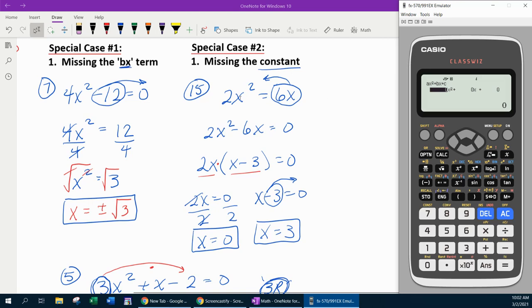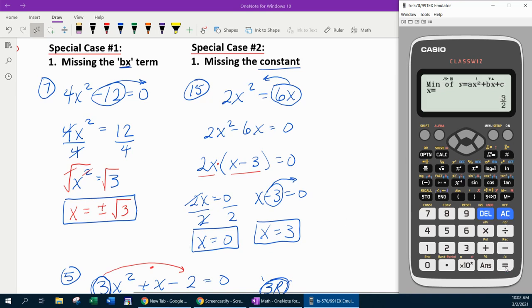So like on number 15, I would need to move the 6x over, and then I can plug in A and B. So A is 2, B is negative 6, and remember special case number 2, we were missing the constant. So you would put 0 for the constant, and then equals, it's going to give you x is 3, equals again gives you x is 0.